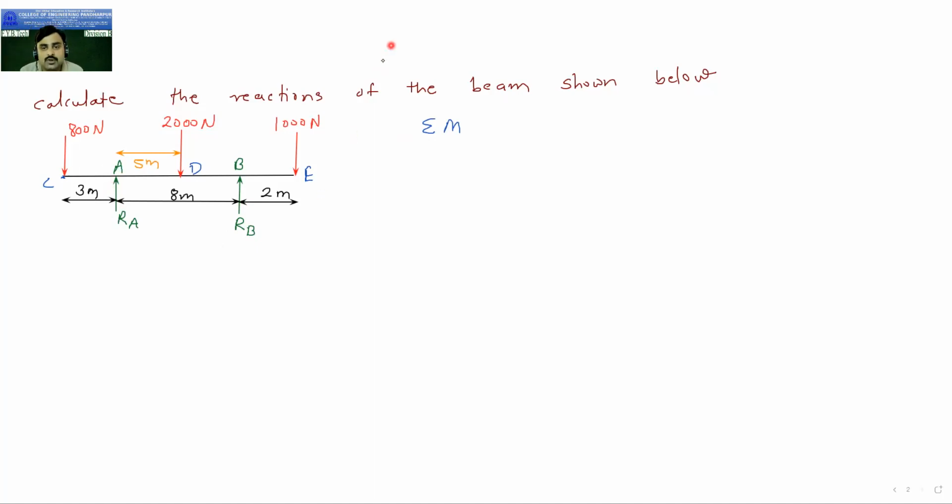Okay, so here I will take moment at point A equal to 0. Clockwise moments are positive, anti-clockwise moments are negative. Problem is very simple. So here you can see at point A we are taking the moment, so RA will become 0. This 800 Newton, distance is 3 meter. It will rotate in anti-clockwise direction. So it is minus 800 into 3, RA is 0. Then this 2000, it is rotating in clockwise direction. You can see the direction, and the distance is 5 meter.